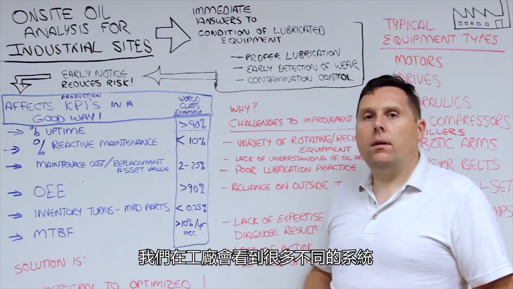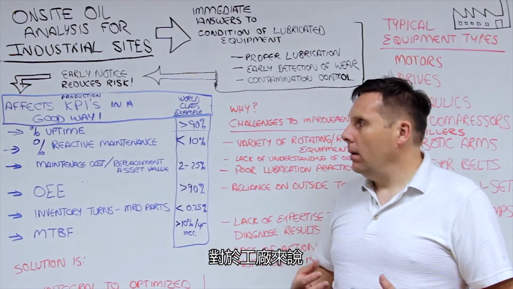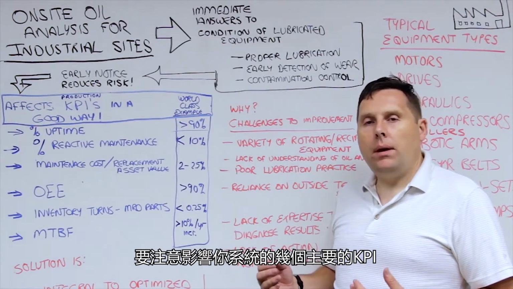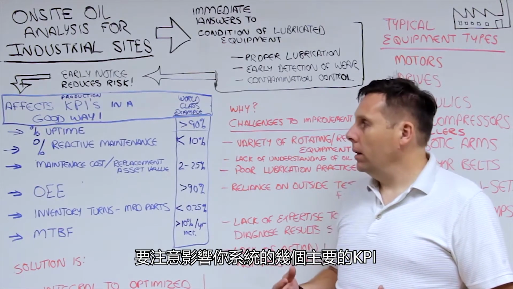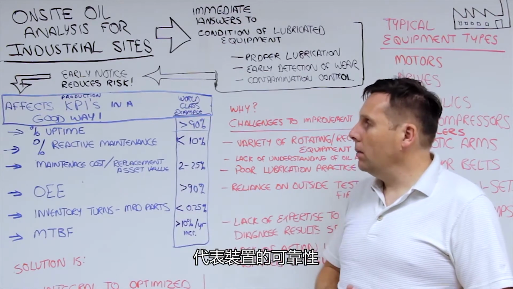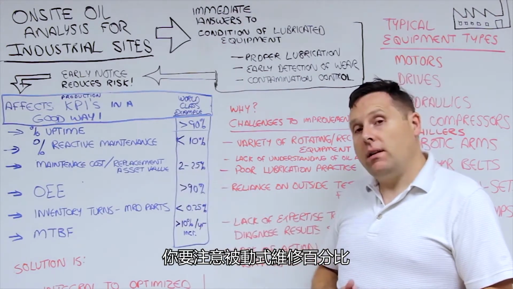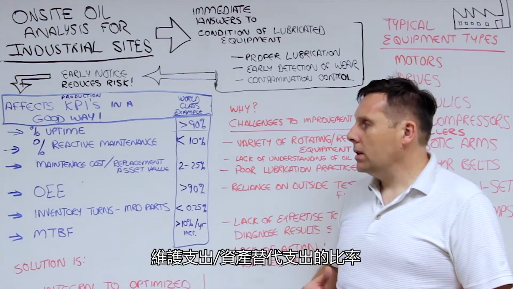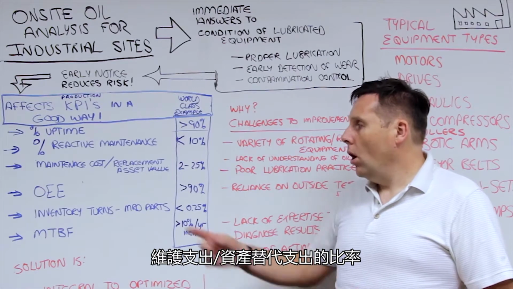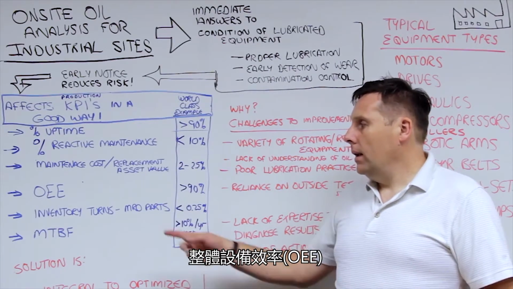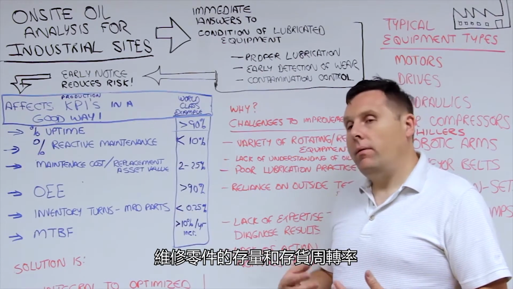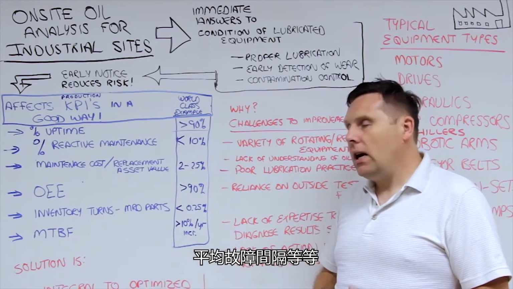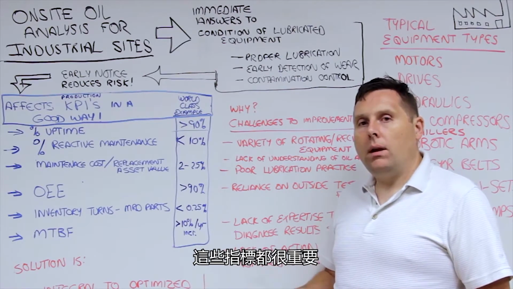There's a variety of different systems out there, and as an industrial facility, be aware of the major KPIs that are affecting your facility. It could be percentage uptime or reliability of equipment, the percent of reactive maintenance that's needed, the percentage maintenance cost over replacement asset value, overall equipment effectiveness, the amount of inventory turns or the amount of MRO, or maintenance and reliability operational parts, in stock, mean time between failures. All of these metrics are very important.